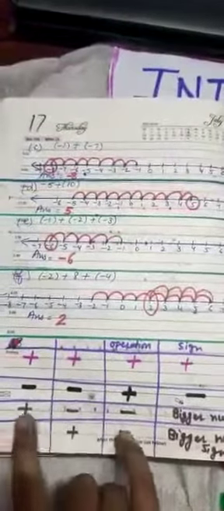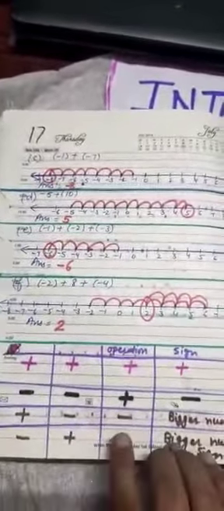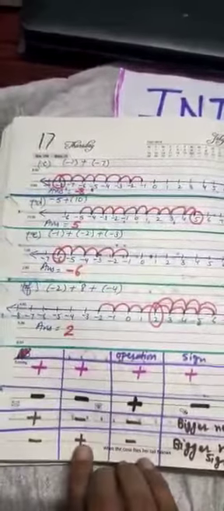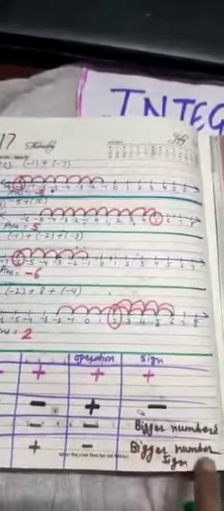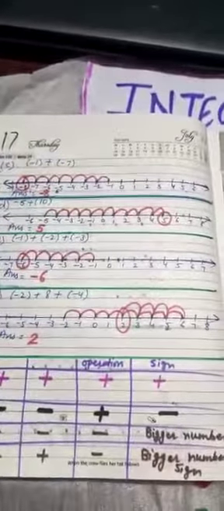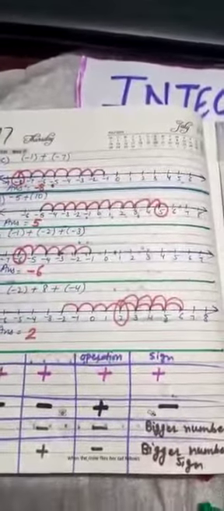Means between the two, whichever is the bigger number, you have to write the sign of the bigger number. And when you have one negative, one positive integer, then you subtract and you will have the sign of the bigger number. Okay, so let us start exercise 6.2.